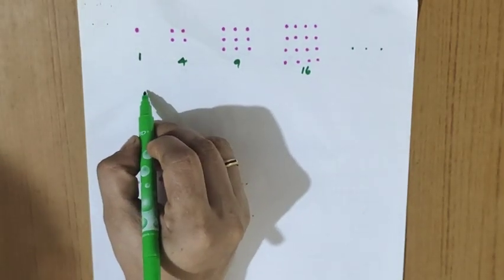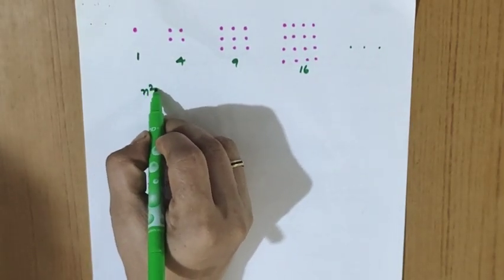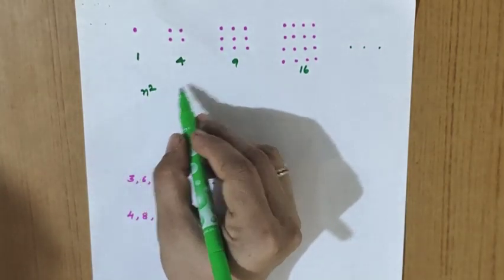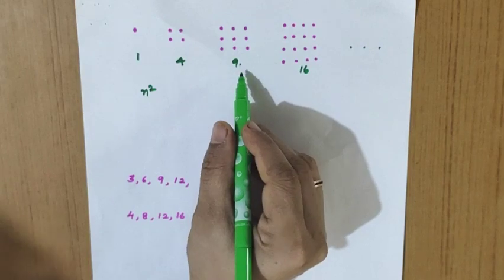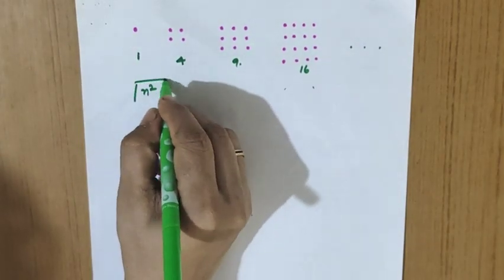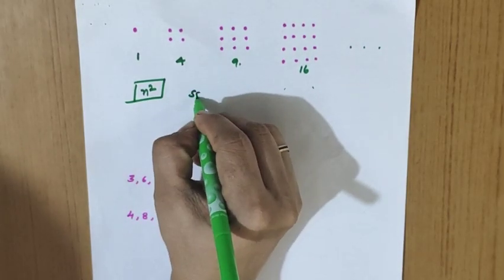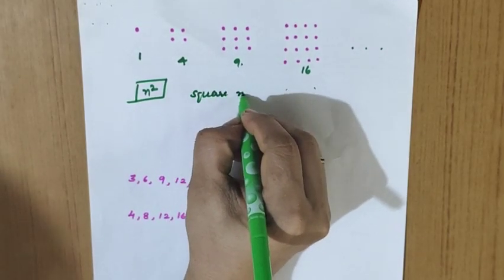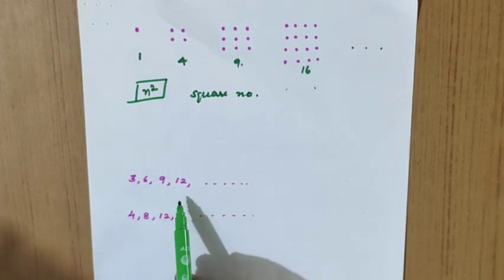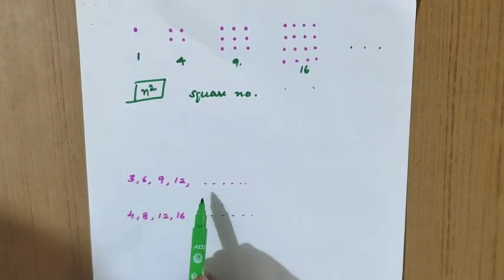So we can write the pattern here as n square. n equal to 1, 1 square. n equal to 2, 2 square, it is 4. n equal to 3, then 9 we will get. n equal to 4 means 4 square, 16. So the pattern for square number is equal to n square.